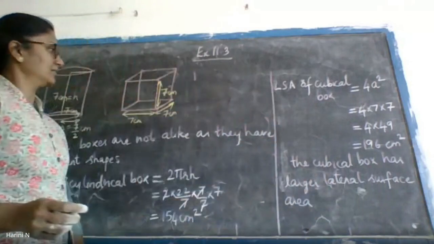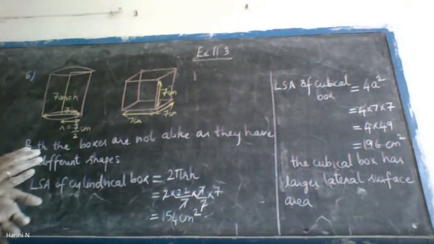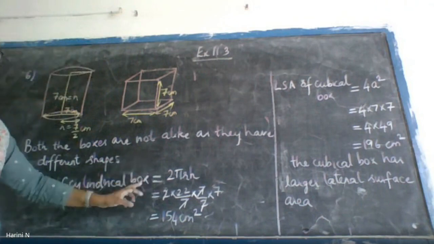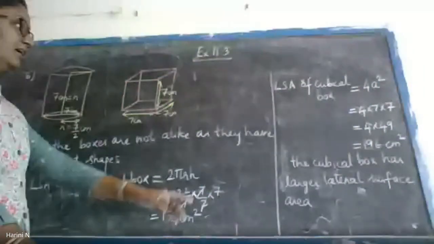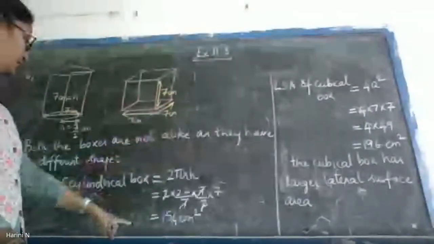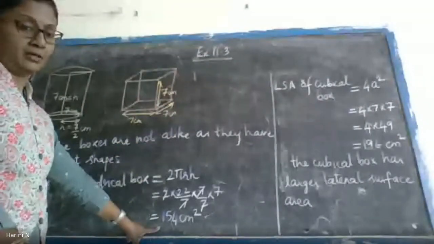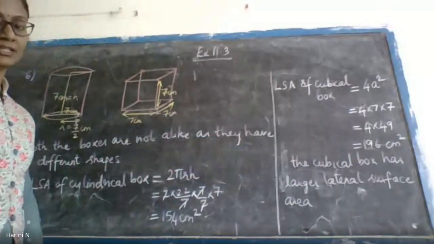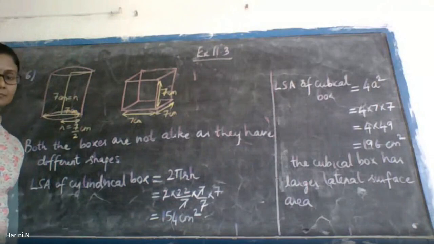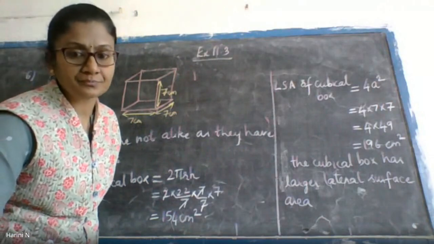Okay, so this is the comparison that we have done. The two boxes, their lateral surface areas, are calculated separately. We are seeing for the cube it is 196, for the cylinder it is 154. So the cubical box has a larger lateral surface area. That is how you have to complete the problem. Clear? Yes, ma'am.